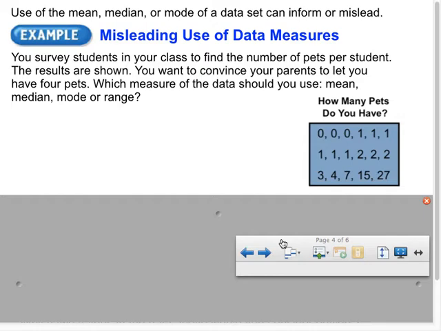about the data you collected from the students in your class who have pets, who do not have pets. So, you took a survey. It should be an unbiased survey, by the way. You survey students in your class to find the number of pets per student. The results are shown. You want to convince your parents to let you have 4 pets. Which measure of data should you use? Mean, median, mode, or range?